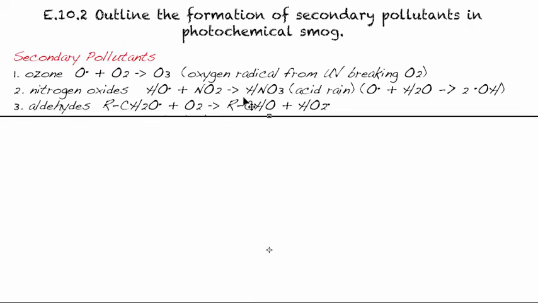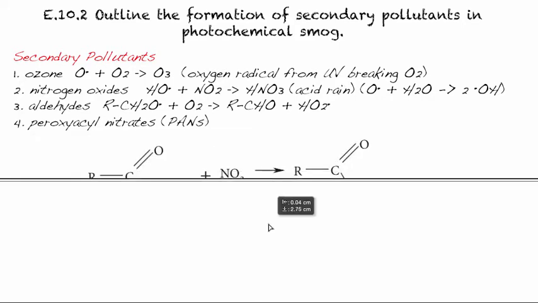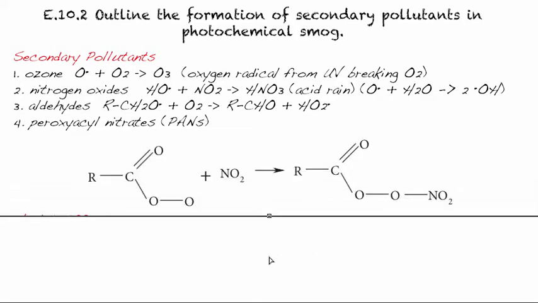For the production of aldehydes, another secondary pollutant, it takes this free radical here reacting with oxygen, and what happens is a hydrogen will come off with one of the oxygens, and we'll still have a free radical being made there, so that can continue on and form more secondary pollutants. And then we have these what we call PANs, and this is what happens with them.